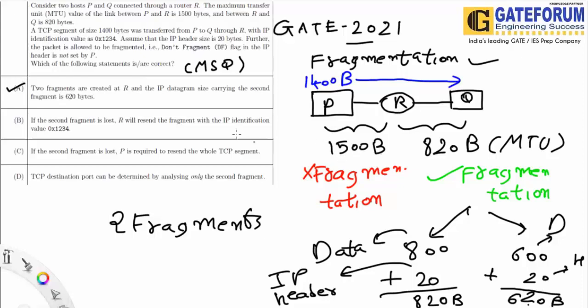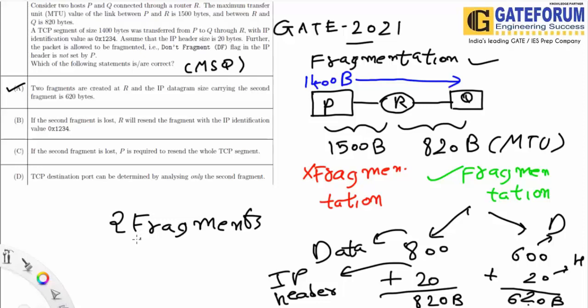But as it is an MSQ, we can have more than one correct answer, so we need to check the others also. Kindly understand that MSQ means we can have more than one correct answer. A very simple approach: first identify whether the size of the segment is greater than the MTU or not. That's the first and foremost thing. Secondly, calculate at R whatever the size of the segment is, whether it is greater than the MTU or not. Here it was less than the MTU, so we don't require any fragmentation. Here it is greater than the MTU, so we require fragmentation.